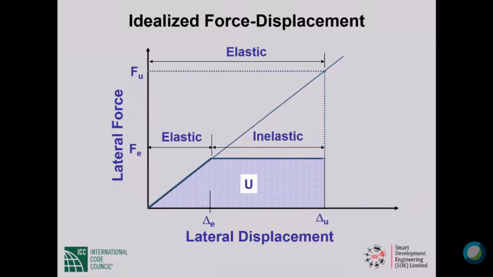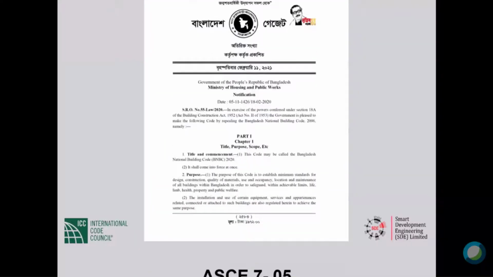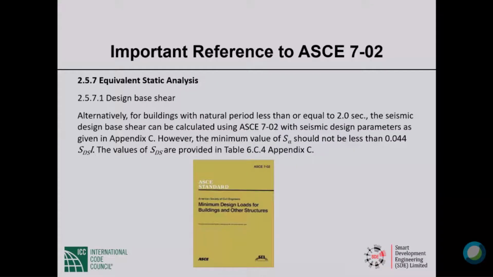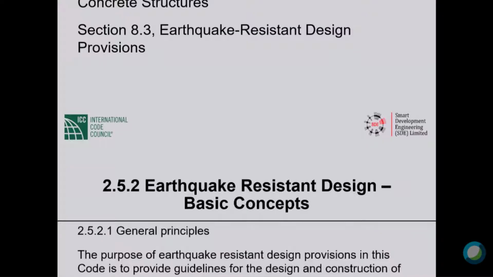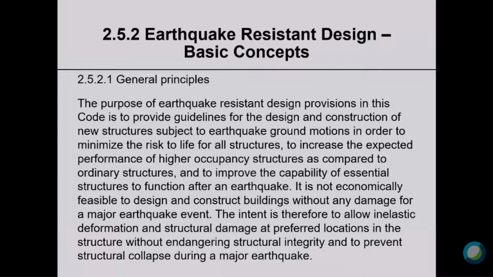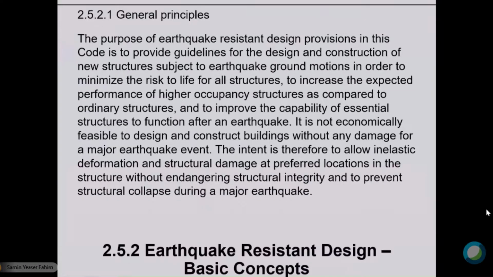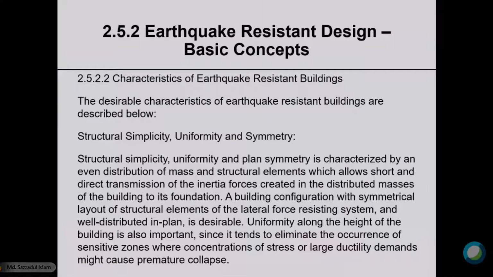Okay? So BNBC 2020 is spelling it out up front. The intent is therefore to allow inelastic deformation and structural damage at preferred locations in the structure without endangering structural integrity and to prevent structural collapse during a major earthquake. Then BNBC has something that I have not seen in building codes. This is very, very good stuff. And this is why I thought that it would be good to discuss.